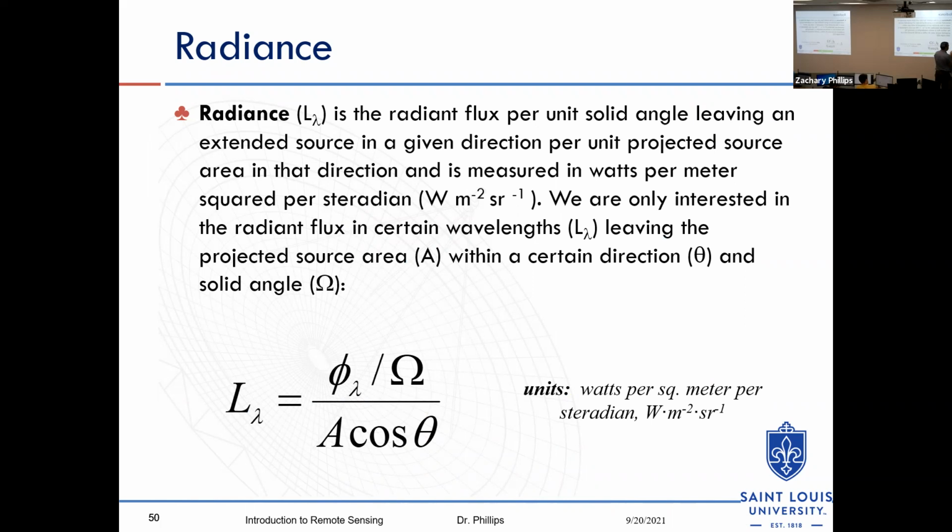So here is the definition of that. So radiance is the radiant flux per unit solid angle, solid angle being the space, the cone of projection as EMR leaves the surface, leaving an extended source in a given direction per unit projected source area in that direction. It's measured in watts per meter squared per steradian. So watts being a flux has to be associated with an area, and this is all based on the unit of a steradian.